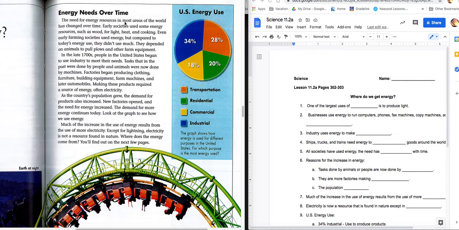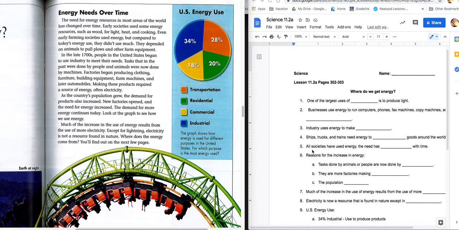All right. What's happened to our energy needs over time? The need for energy resources in most areas of the world has changed over time. Early societies used some energy resources such as wood, which is an energy resource, guys, for light, heat, and cooking. Even early farming societies use energy, but compared to today, they didn't use much. They depended on animals to pull plows and other farm equipment. So I wrote this, guys, number 5. All societies have used energy. What's happened over time? The need has definitely increased with time. What are the reasons for the increase?